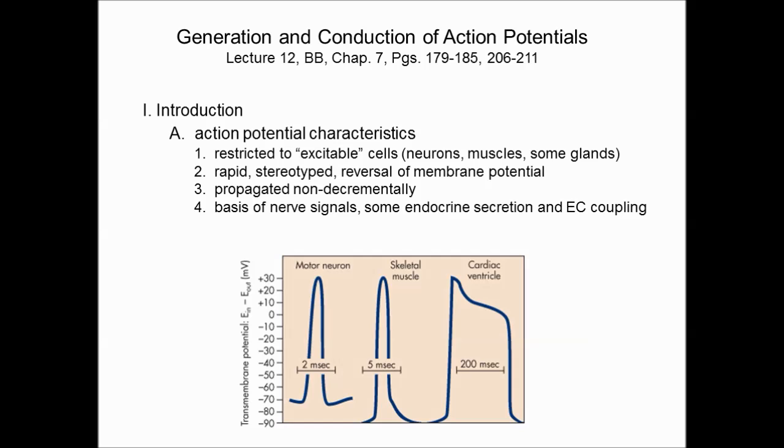Action potentials are the basis of how our nervous system communicates with cells. It's the basis for some types of endocrine secretion, not all, but a large amount of secretion is mediated and controlled by the nervous system, and it is the basis for EC coupling, which we just talked about, unfortunately a little bit out of sequence, when we were talking about how we control muscles. I just skipped over the fact that you have to start out with action potentials. So now we try to get to the first part of exciting muscles. The excitation part of EC coupling we'll talk about today.